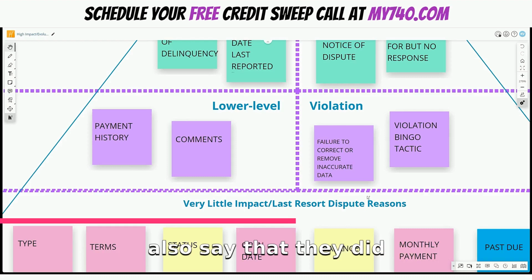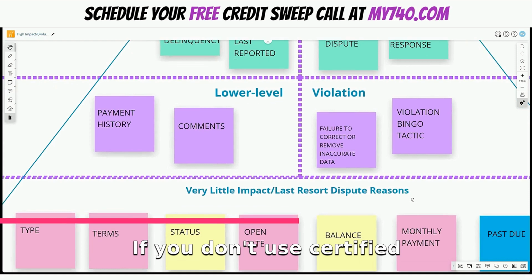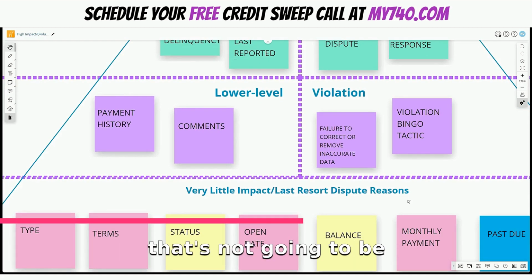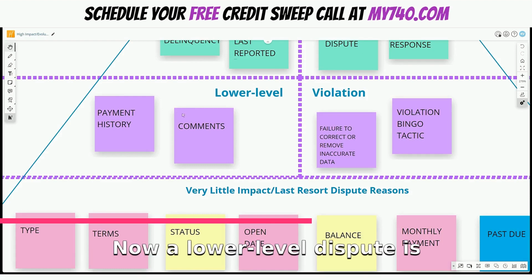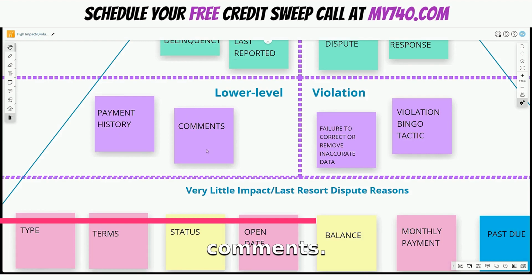And they will also say that they did respond. So it's going to be a little bit difficult if you don't use certified mail on that. Now, for most businesses, that's not going to be feasible unless you charge your client for it. But as a regular consumer doing it yourself, you will want to send out certified mail. Now, a lower level dispute is going to be payment history, unless it's blatant, and comments.